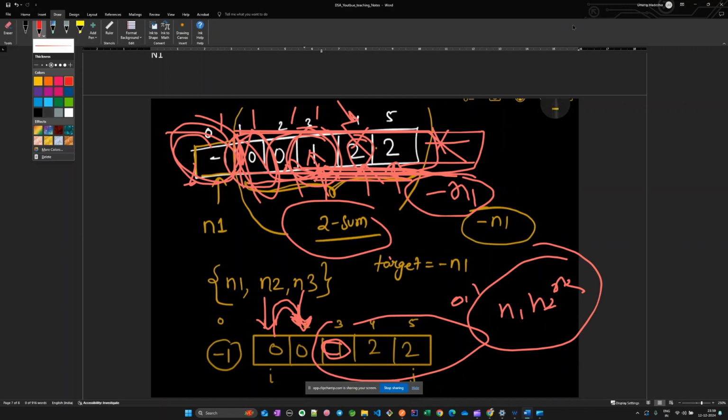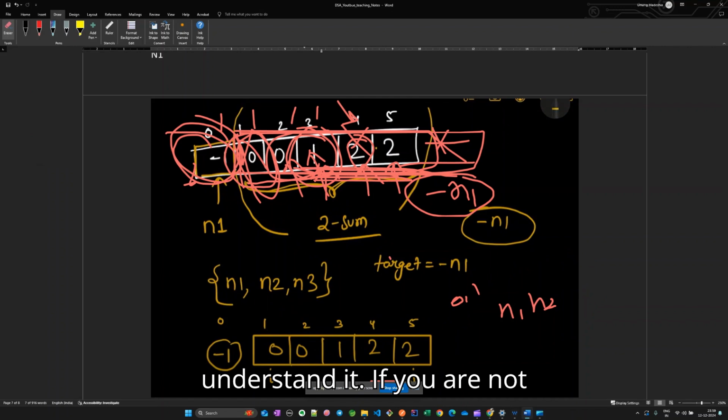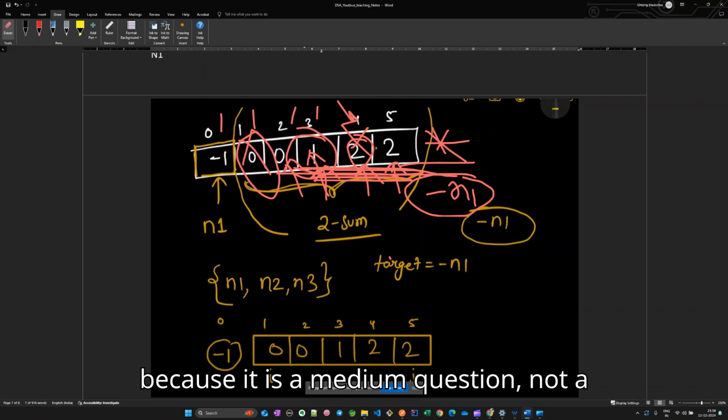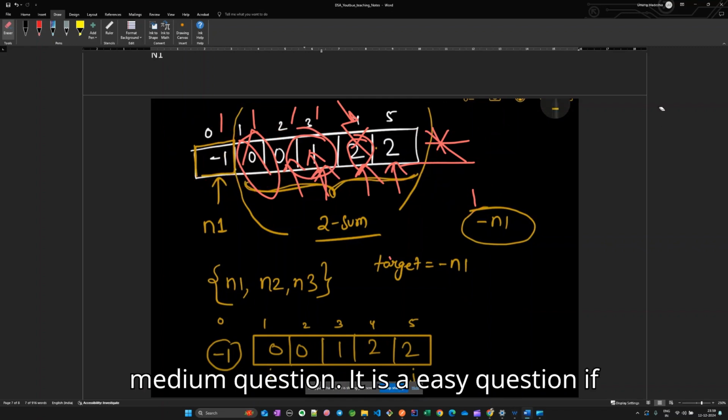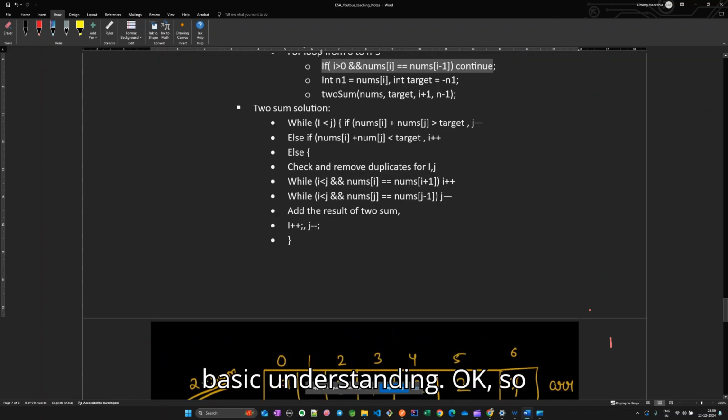Okay. I hope you are understanding. If you are not, or if there is any issue with this, remember it is an easy question if you know how to do two sum and have this basic understanding.